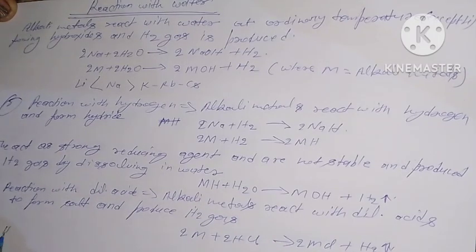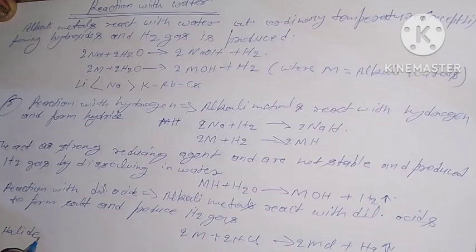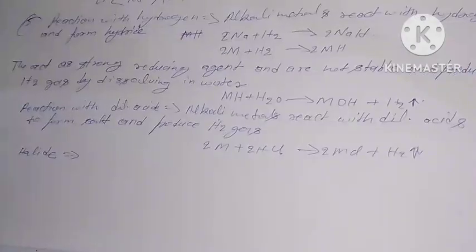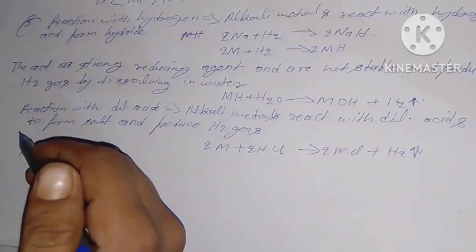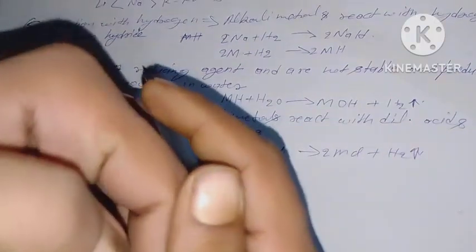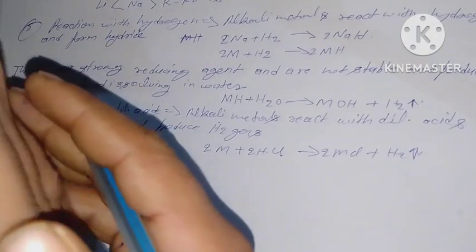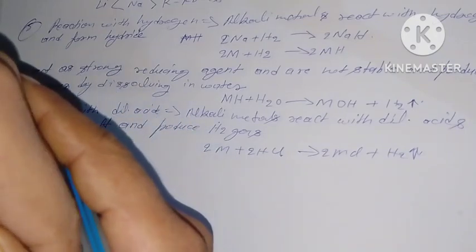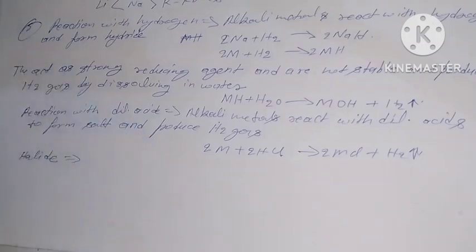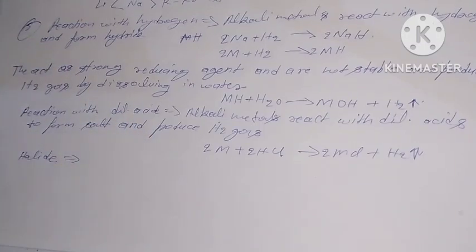Next is halides, okay. They react with halogens, forming halides. Halides are crystalline solids soluble in water. Lithium chloride, sodium chloride, potassium chloride, etc.